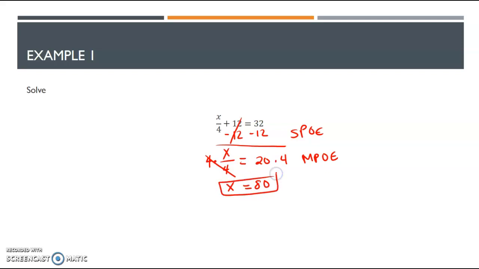And if I'm not sure, before I ask the teacher if I'm correct, I take this 80 and I plug it in and I go, okay, 80 divided by 4 plus 12. And 80 divided by 4 is 20, plus 12 is 32. And so if this equals that, all is gravy.